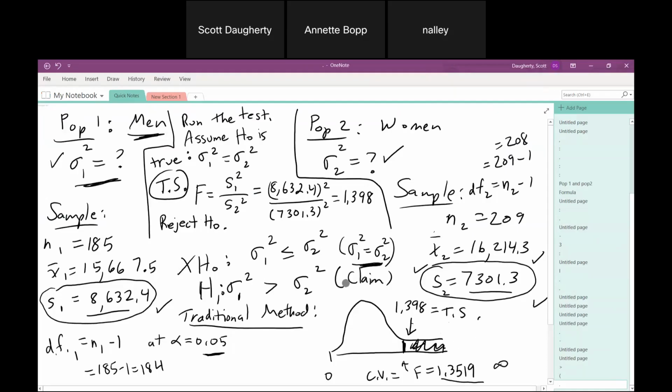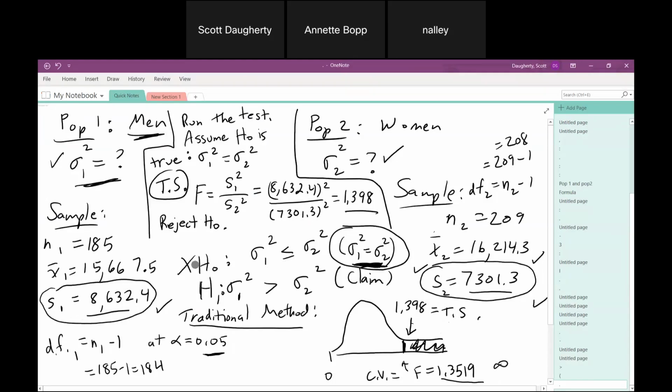So the reason I'm rejecting this assumption that they're equal, like sigma 1 squared equals sigma 2 squared, is because S1 squared and S2 squared are so far apart. The ratio of S1 squared to S2 squared is 1.398. So they're not close enough. These are not close enough to believe that these are equal. That's why we're rejecting this assumption.